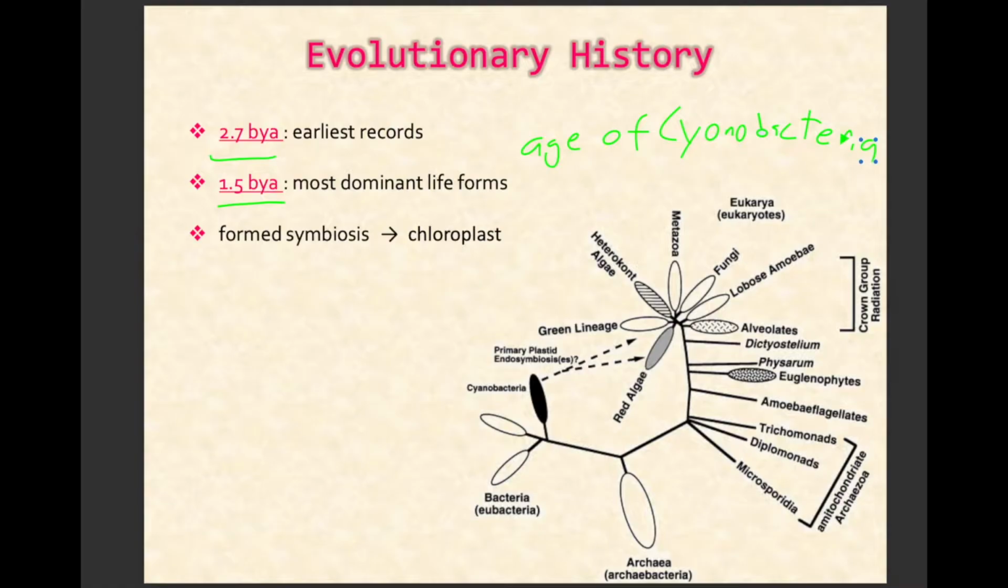Anyway, around 1.5 billion years ago, cyanobacteria were the dominant life form here on Earth, and scientists think that these organisms may have caused the first mass extinction that we know of, the Great Oxygenation Event. So let's call that the Great Oxygenation Event.